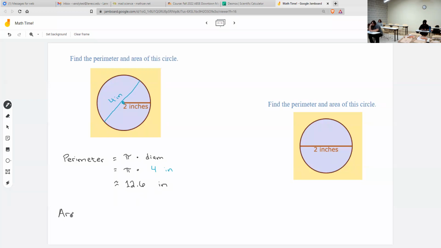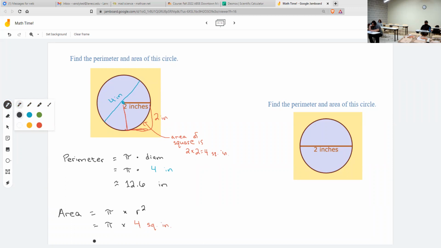The area, if I make the R squared box, what's the area of this box? 4, right? So it's going to be pi times that. Pi times the R squared. So pi times that 4 square inches. And whatever that is, it's about 12.5. Oh, same thing.